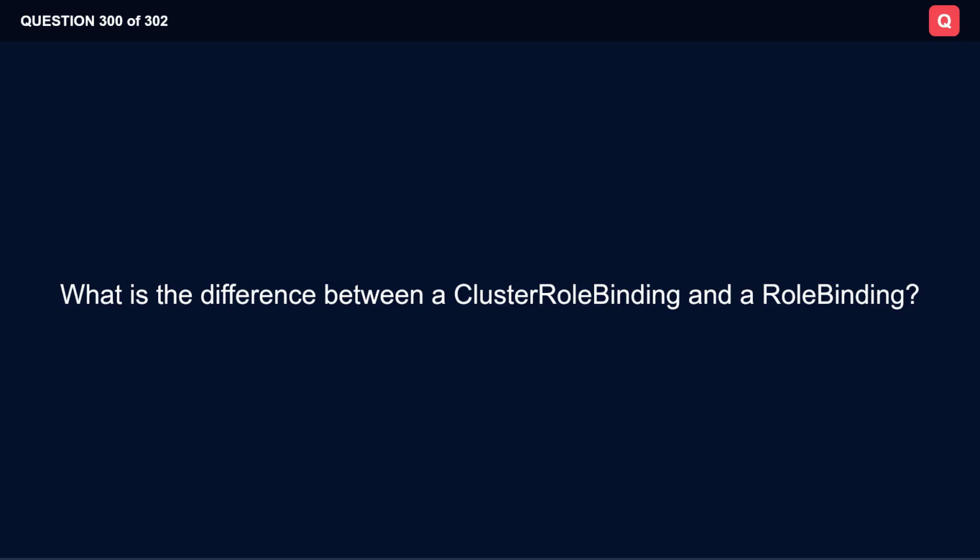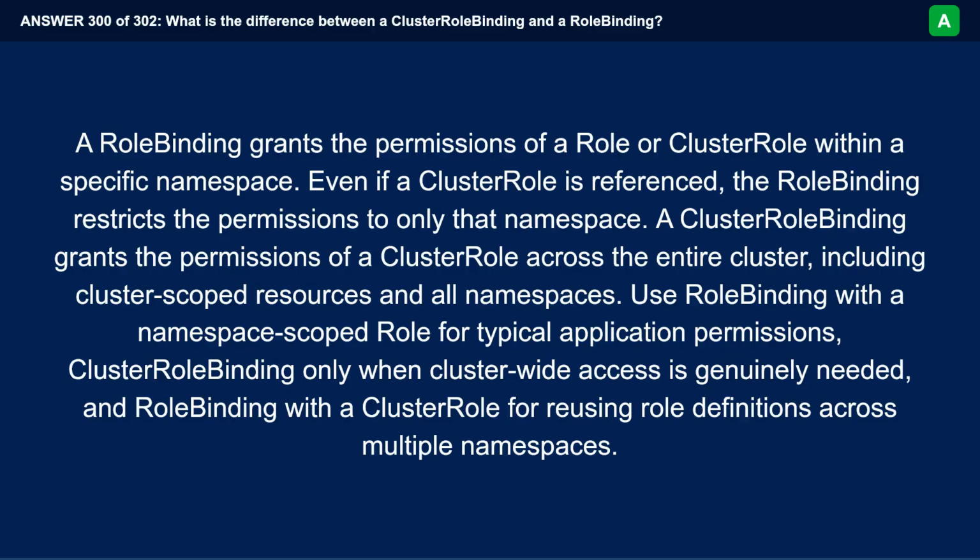What is the difference between a cluster role binding and a role binding? A role binding grants the permissions of a role or cluster role within a specific namespace. Even if a cluster role is referenced, the role binding restricts the permissions to only that namespace. A cluster role binding grants the permissions of a cluster role across the entire cluster, including cluster-scoped resources and all namespaces.